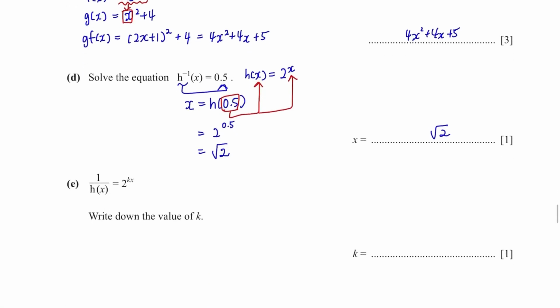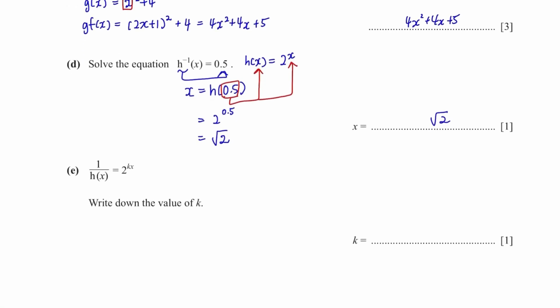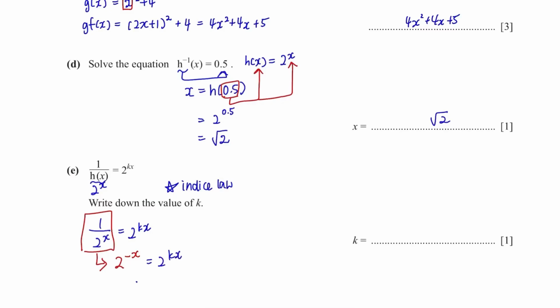Part E. 1 over h of x equals 2 to the power of kx. Write down the value of k. This question is about whether or not you know the inverse law. h of x is 2 to the power of x, so it becomes like this. Instead of writing it as a fraction for indices, if you put a negative sign in front of the power, you can write it as a whole number. So this can be written as 2 to the power of minus x. It's obvious now, k is minus 1.